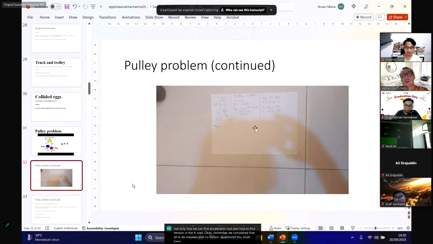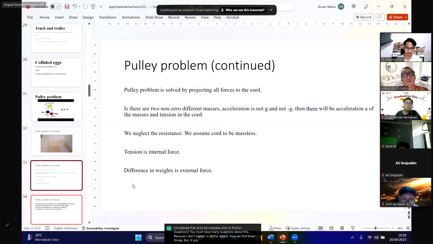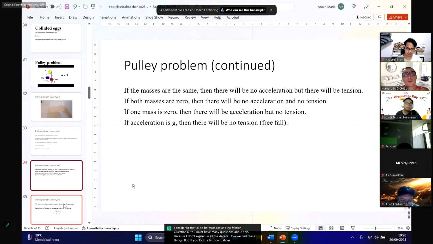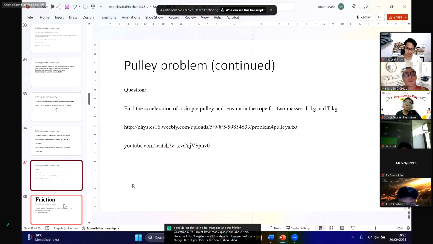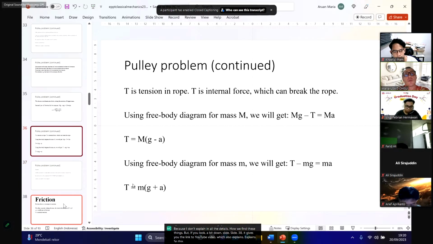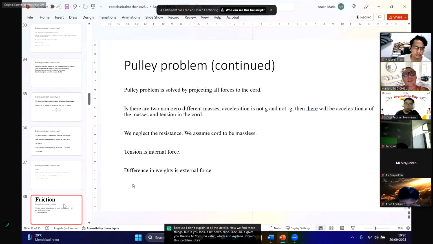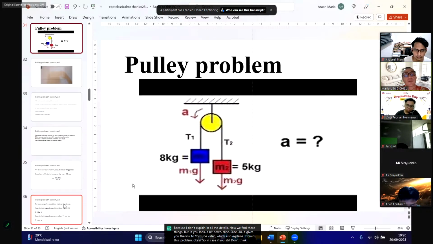Questions? You must have many questions about this, because I don't explain in all the details how we find these things. But if you look a bit down, slide 38 gives you the link to a YouTube video, which also explains this problem. In case you still don't understand, maybe the YouTube video will help a little bit.